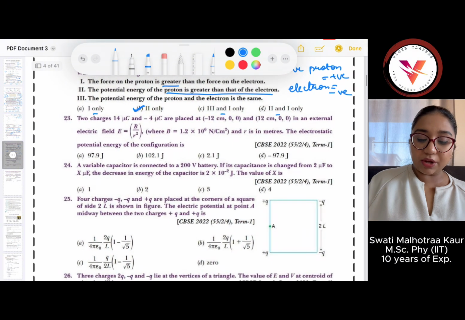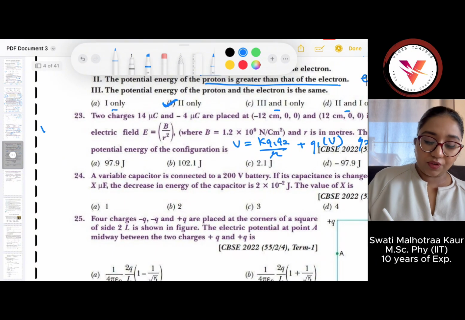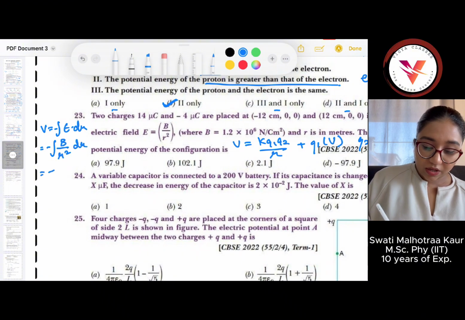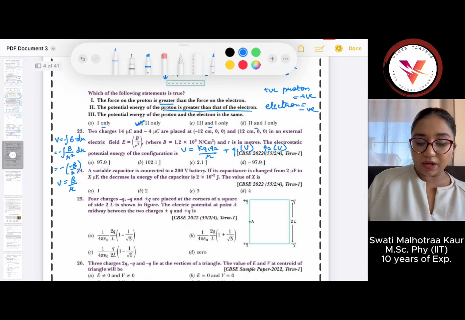Next, two charges, 14 microcoulomb and minus 4 microcoulomb, are placed at these points in an external electric field. The electrostatic potential energy: here the potential energy has the formula K Q1 Q2 by R plus Q1 into V at its position and Q2 into V at its position. If we talk about V, it is equal to minus integral of E dot dr. So this becomes B by R square into dr, and if you integrate it, minus B by R. So V is equal to B by R.